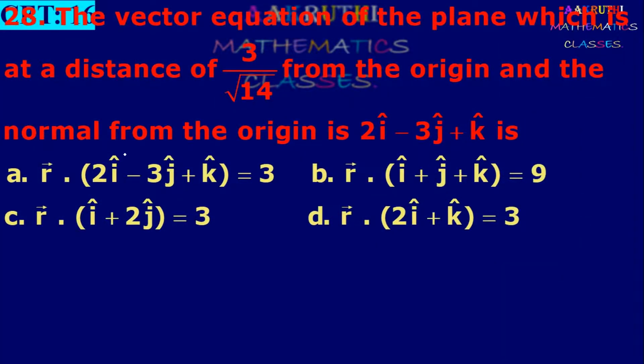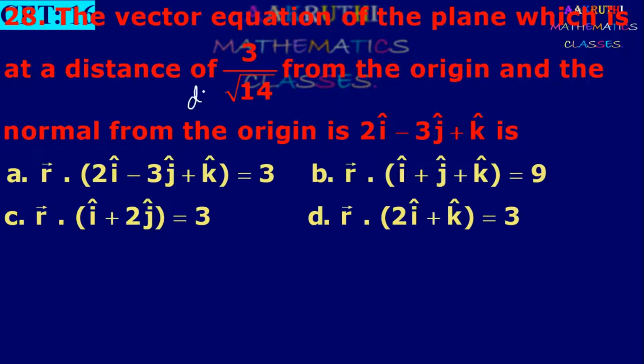So this is question number 28 and this is from CET 2016. We already discussed question number 27 in the last class and this is question number 28. The vector equation of a plane which is at a distance of 3 by root 14 from the origin and the normal from the origin is 2i minus 3j plus k is.